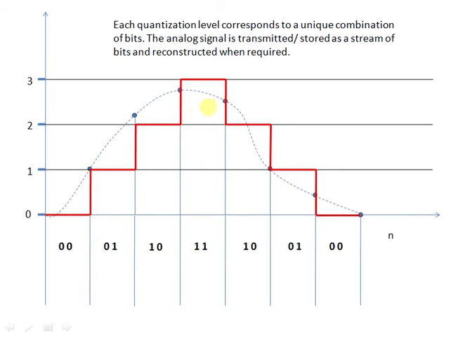In the same way, all the samples are rounded off to the nearest level, and depending on the value of the level, the corresponding bits are assigned. So finally we have this bit stream which is to be transmitted instead of the analog signal. In this way, PCM is used to convert an analog signal into a digital bit stream, and this can be easily transmitted.